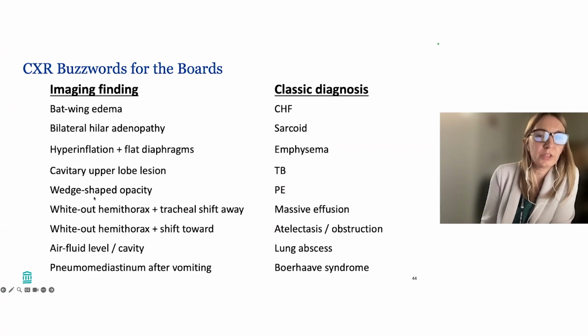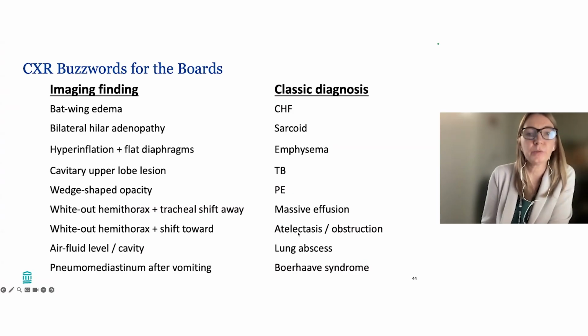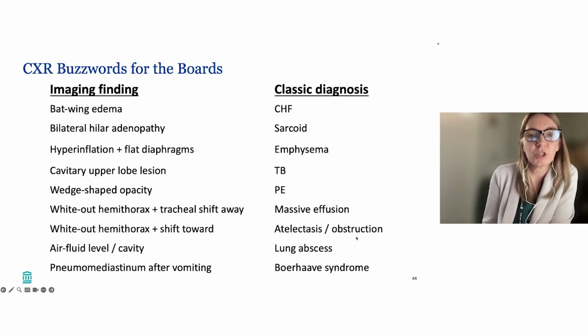Small peripheral wedge-shaped opacities, PE. White out hemithorax and tracheal shift away, massive effusion. White out hemithorax and shift toward, atelectasis or airway obstruction. Air fluid level or cavity, a lung abscess. And pneumomediastinum after vomiting, Boerhaave's syndrome.